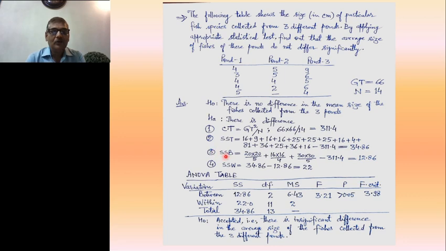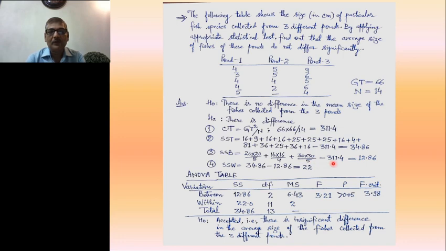Third step will be to calculate SSB, and in case of SSB, we take the total of every column. So when you do the total of this column, it will come 20. And since 5 variables are there, so 20 into 20 divided by 5. Plus when you do the sum of the fishes collected from pond 2, it will come 16. So 16 into 16 divided by 4. Likewise, when you do the total of these 5 fishes collected from pond 3, it will come 30 into 30 divided by 5.